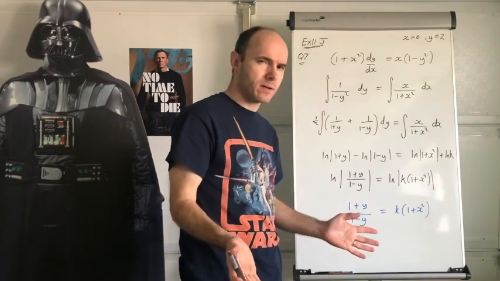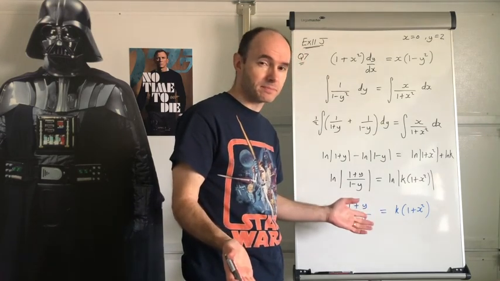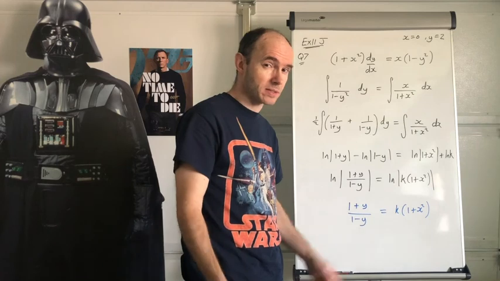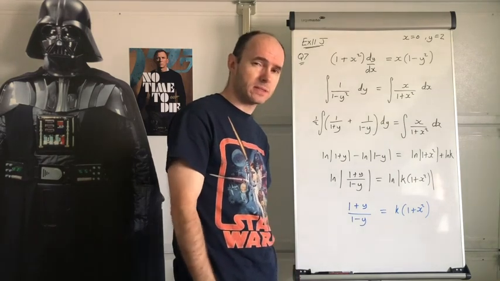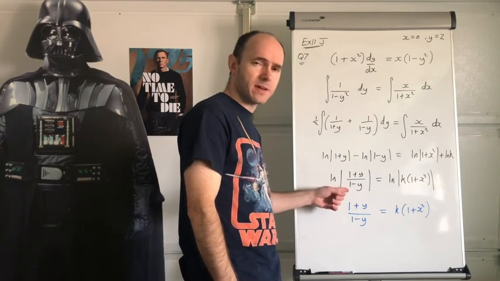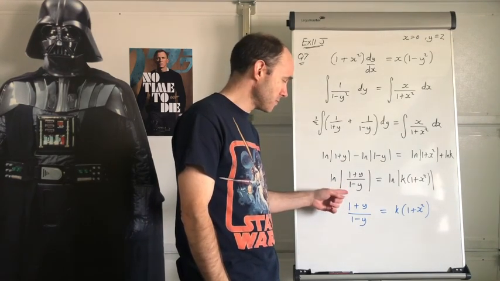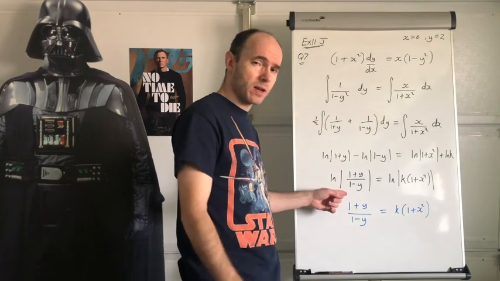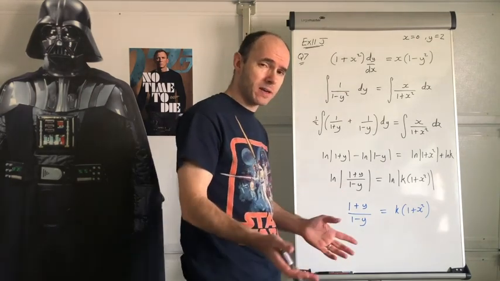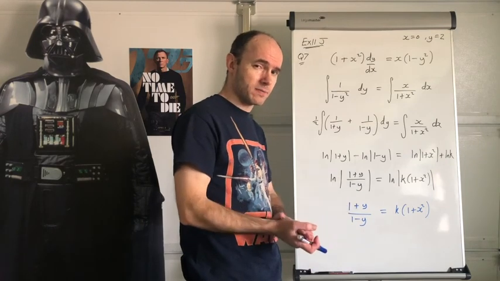Why is that? What's happened to the mod brackets? They've just gone, haven't they? Why are the mod brackets there? They're there for a reason. Remember I said a while ago, it's because if you want to substitute in a value and you get a negative, you can just take the log of the positive value.